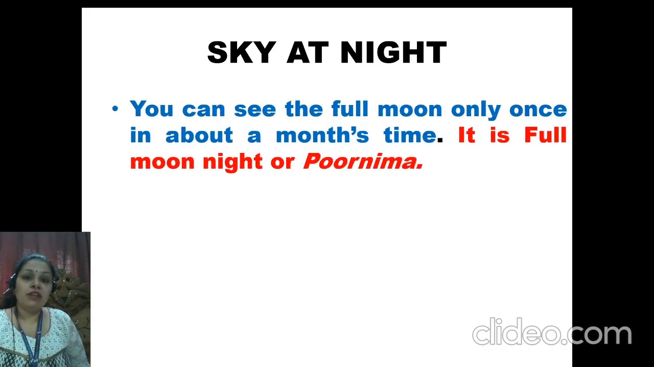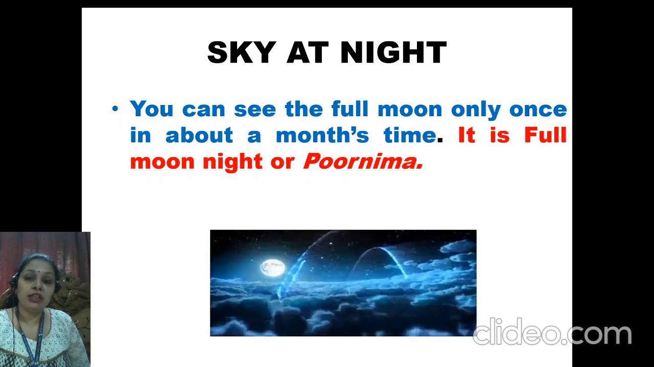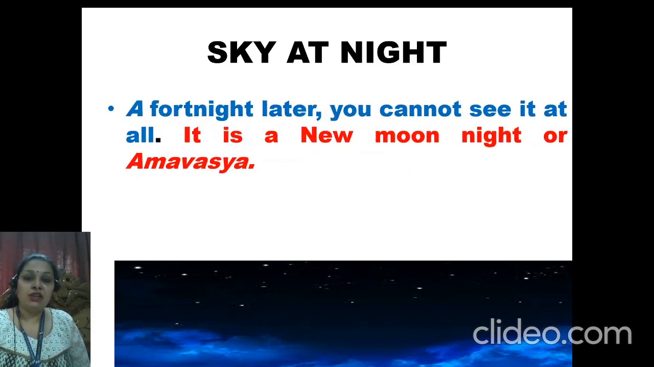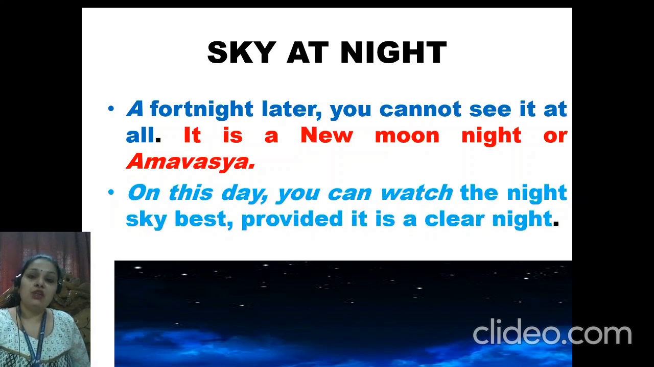You can see the full moon only once in about a month's time. The full moon night is known as Purnima. When you see the full moon in the sky, that day is known as Purnima. A fortnight later, after 15 days, you cannot see it at all. It is a new moon night. When we are not able to see the moon in the sky, we call it a new moon night, just after 15 days of Purnima, and that day we call Amavasya. On this day you can watch the night sky best.